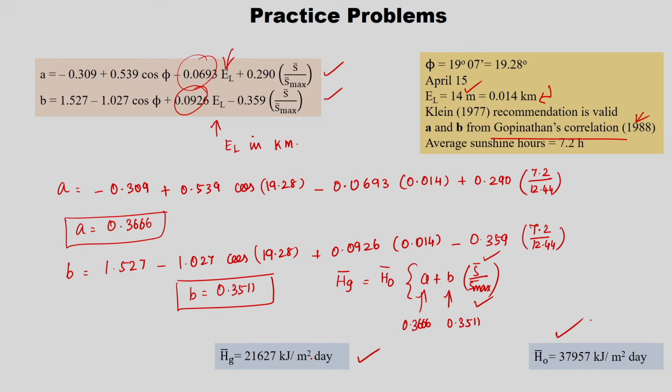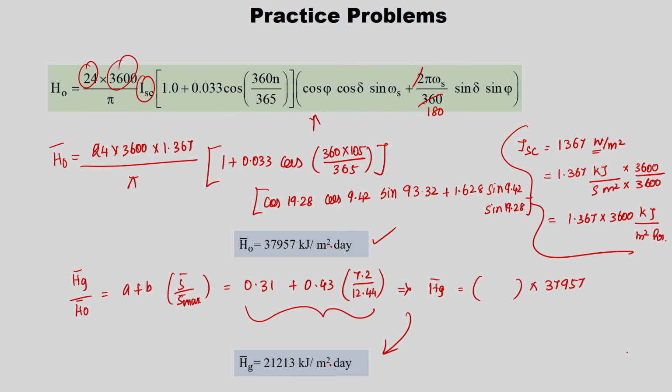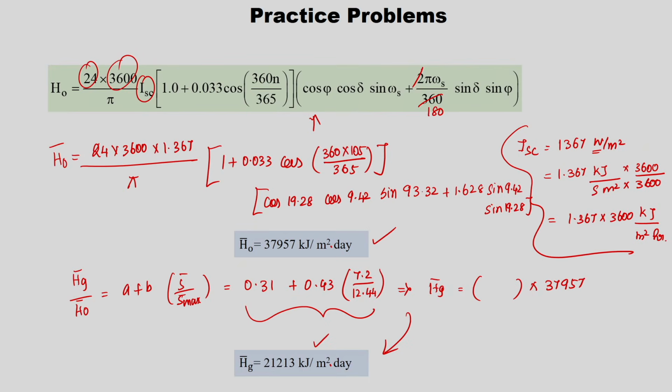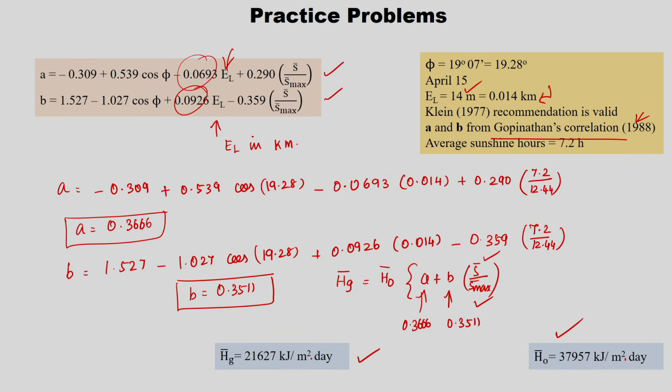So, H naught is the same, 37957 kilojoules per meter square day, but here also we got one more Hg using AB proposed by Modi et al. So, this Hg is nothing but 21213 kilojoules per meter square day. So, not much difference is there, right. So, both can be used based on the situation, right.